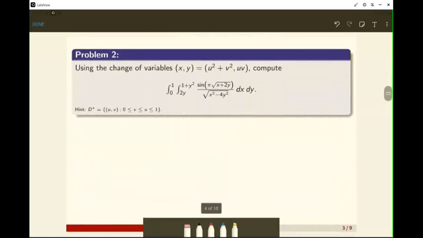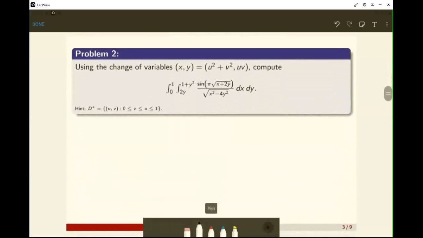For another problem, and this one is given to us in the usual way, where x and y are just written explicitly in terms of these new coordinates. We have this integral over this rather complex-looking region, where the x-bound is given in terms of two functions of y, of a particularly horrid-looking integrand, sine of pi square root x plus 2y, all over square root of x squared minus 4y squared.